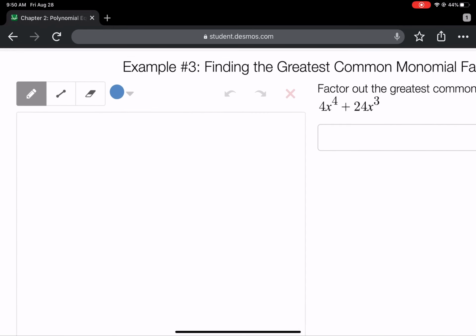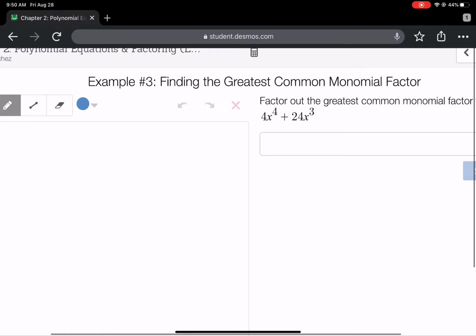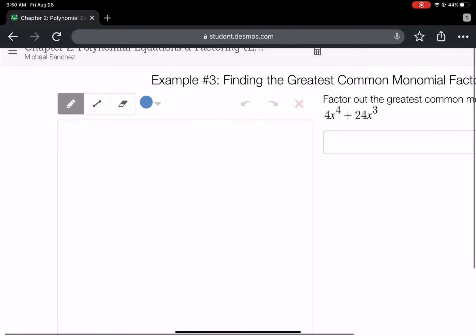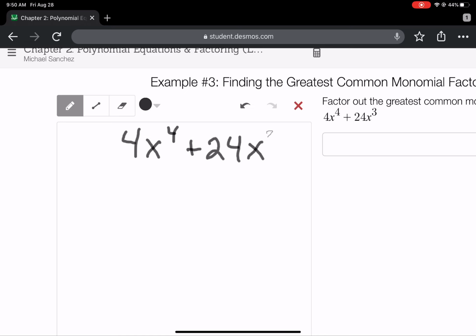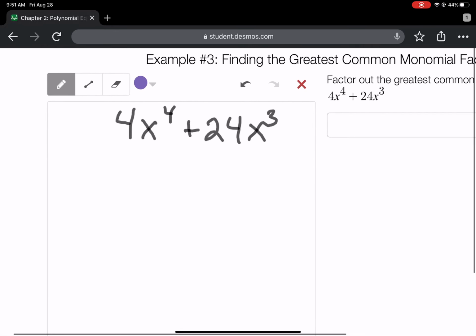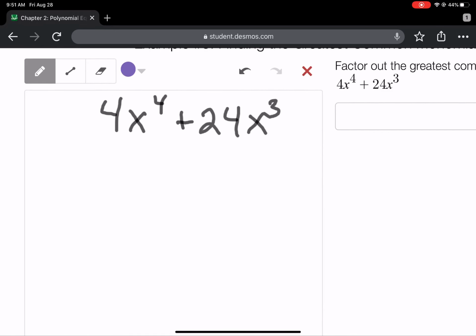All right, example number 3, finding our greatest monomial factor. All right, so we have a monomial here, or a binomial actually. We have 4x to the power of 4 plus 24x to the power of 3. Okay, so what we're going to do here is we're going to find the greatest common monomial factor. So this is where we're going to need to know sort of our multiplications and to figure out what is the largest thing we can remove or divide from both our terms.